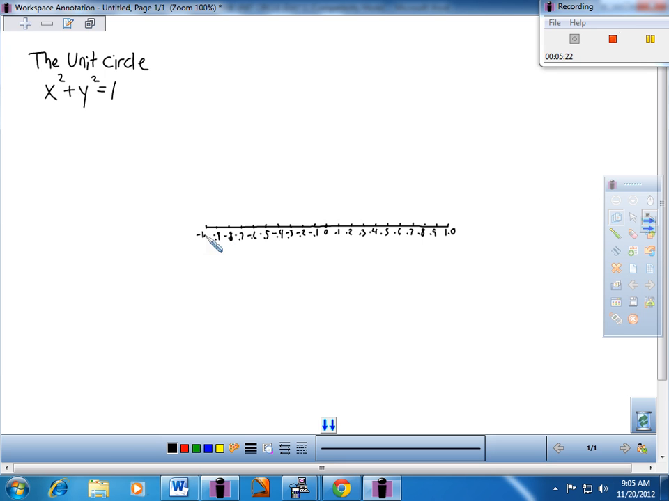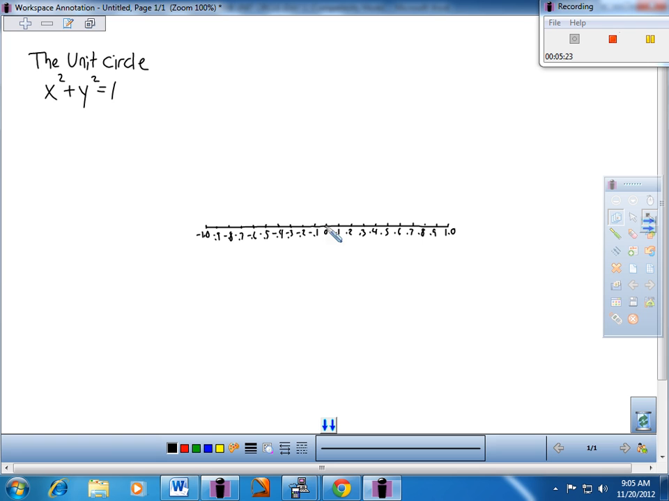And if you did it correctly, that should be out at negative 1 right there. Okay, so you have a horizontal number line going from negative 1 to positive 1 right there. Okay, looks good.